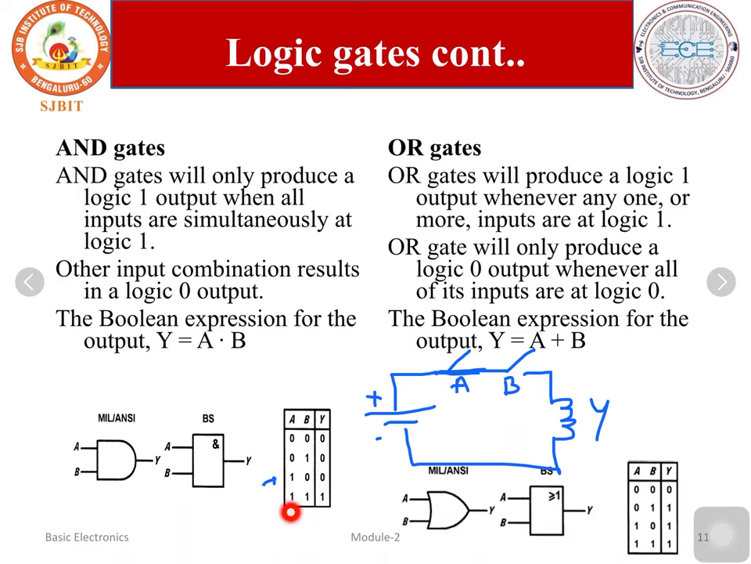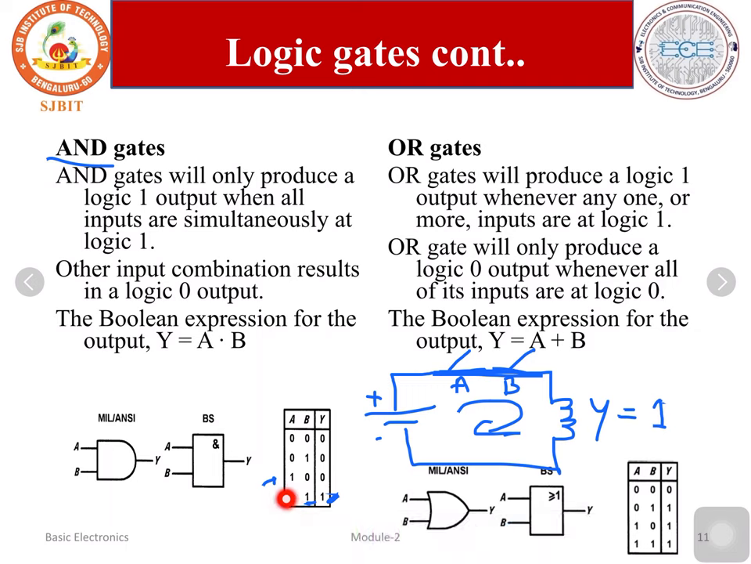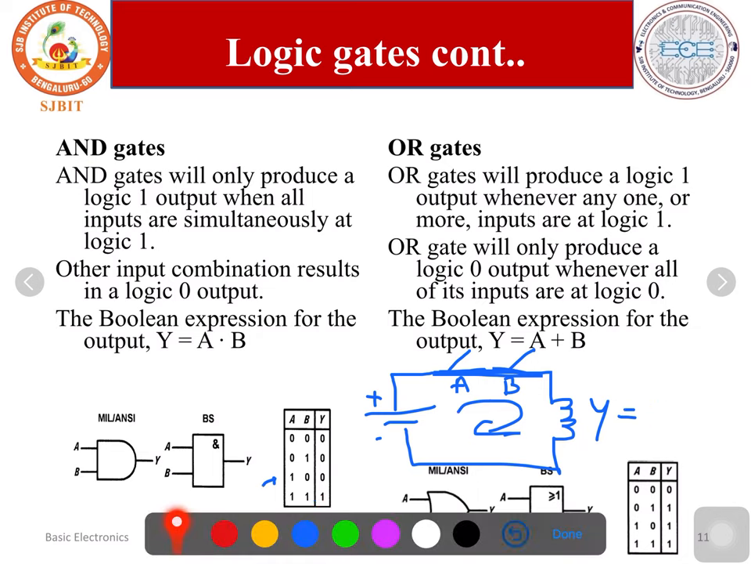Now the last case, both the switches are closed. A is 1, B is 1. Now let us close both the switches. Now current flows through the circuit and the bulb will glow. So Y is equal to 1. So this is how we can understand AND. A and B must be high to make the output high. Or even in simple terms, if you want to understand the AND gate, assume that you are attending a marriage function.